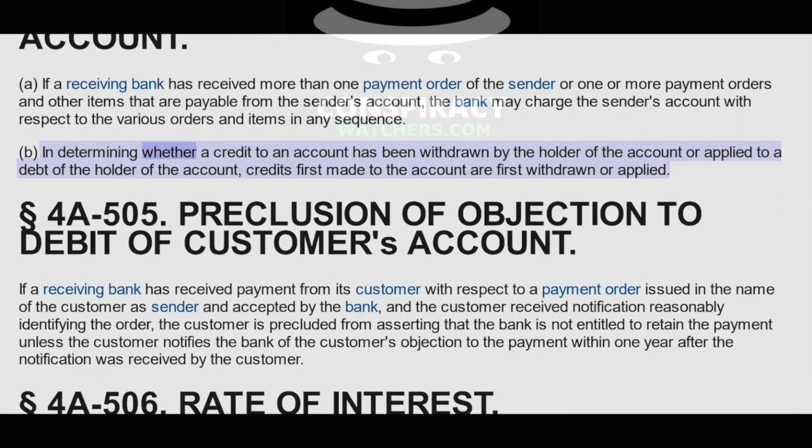In determining whether a credit to an account has been withdrawn by the holder of the account or applied to a debt of the holder of the account, credits first made to the account are first withdrawn or applied.